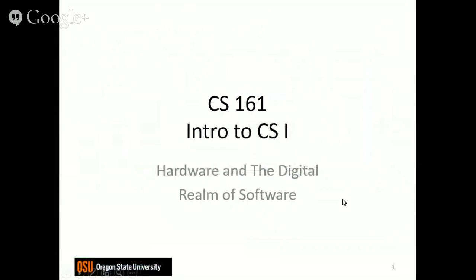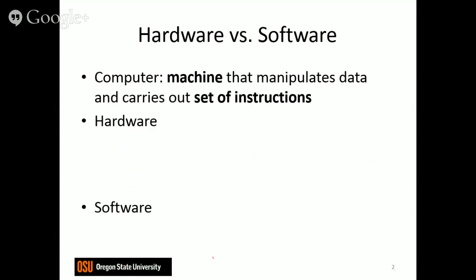In this lecture, we are going to discuss hardware and the digital aspects of software. First of all, a computer can be defined as a machine that manipulates data and carries out a set of instructions. In other words, it takes some kind of input, does some kind of processing, and produces some kind of output. So it consists of a machine that is taking that input and producing the output, and that machine can equate to our hardware. The set of instructions that it carries out is our software.